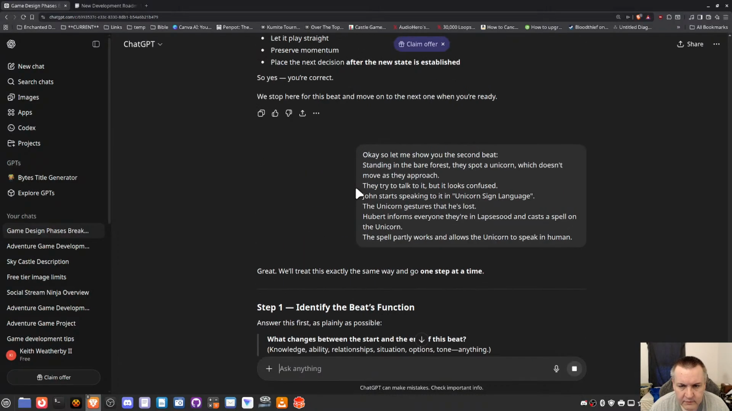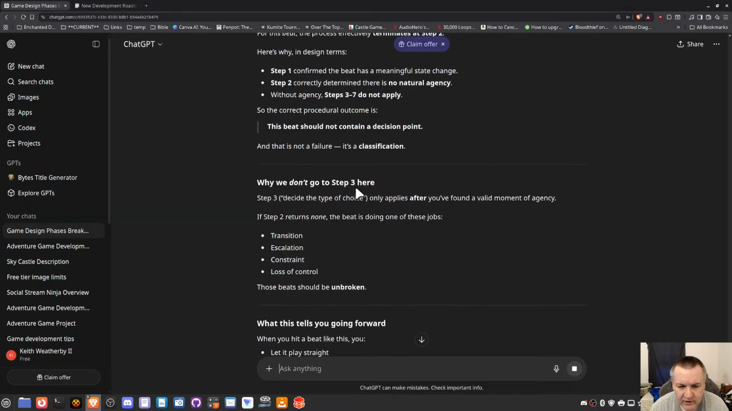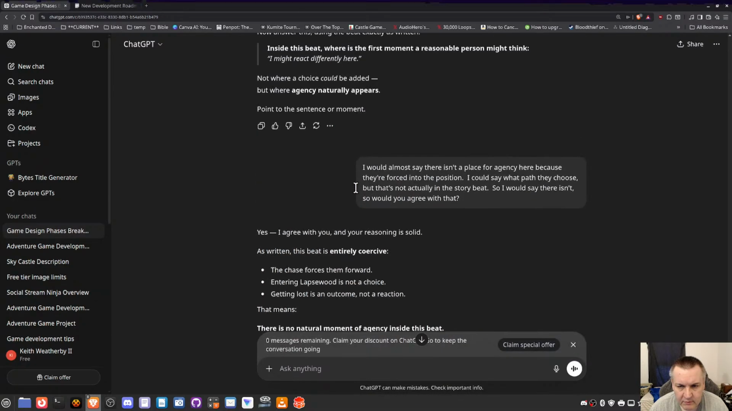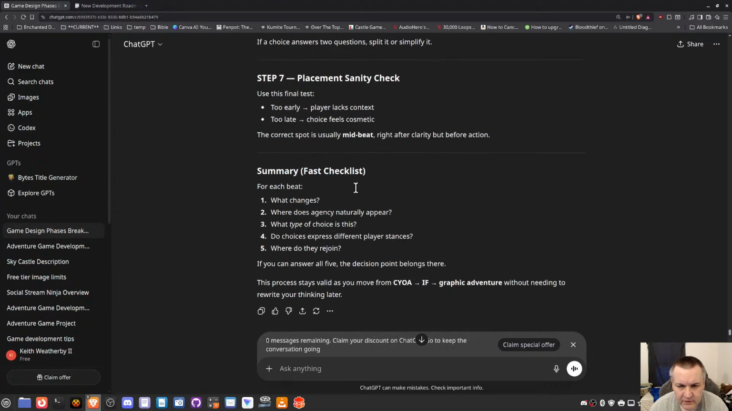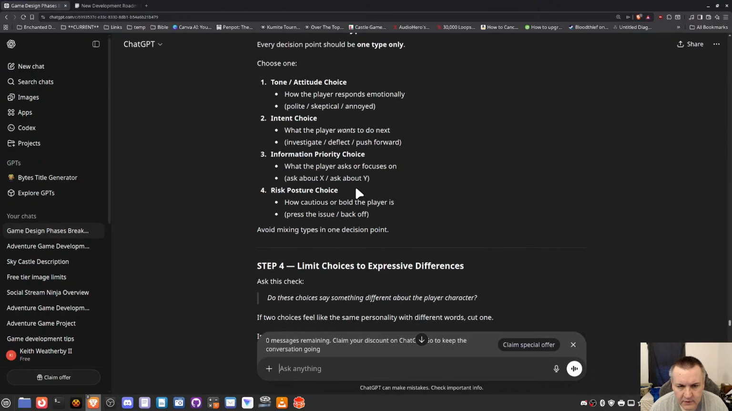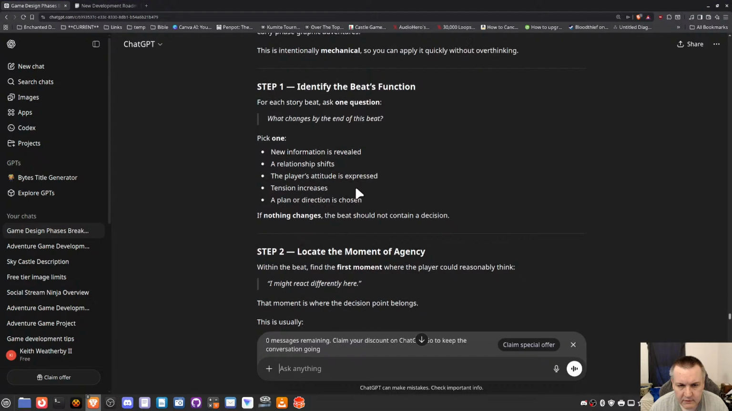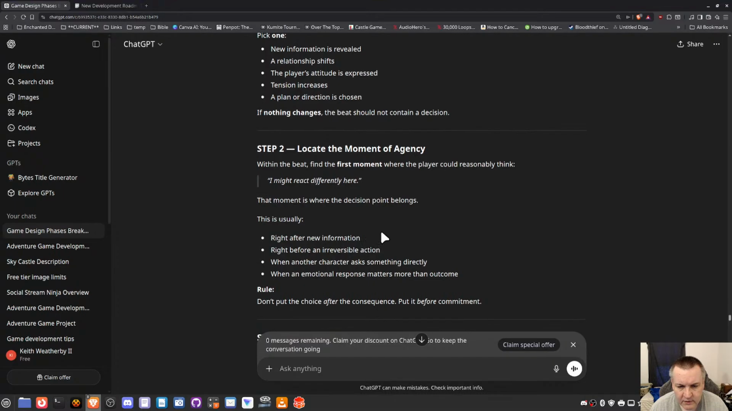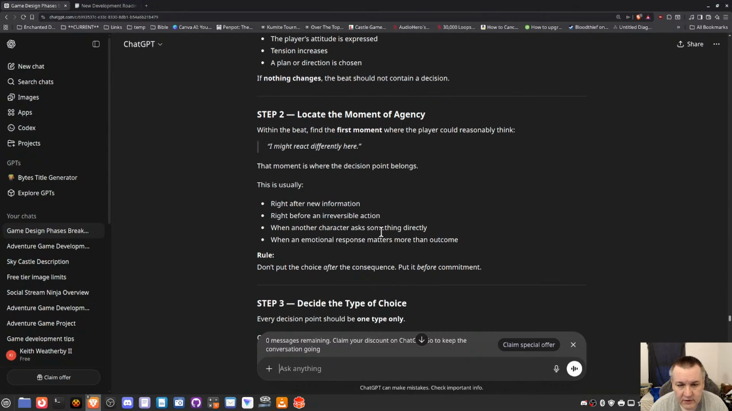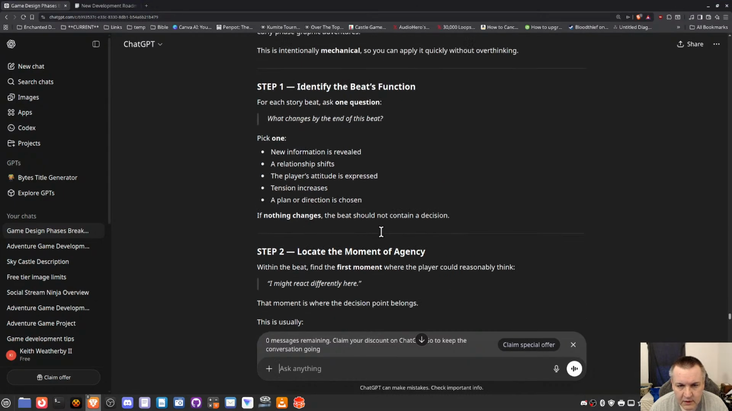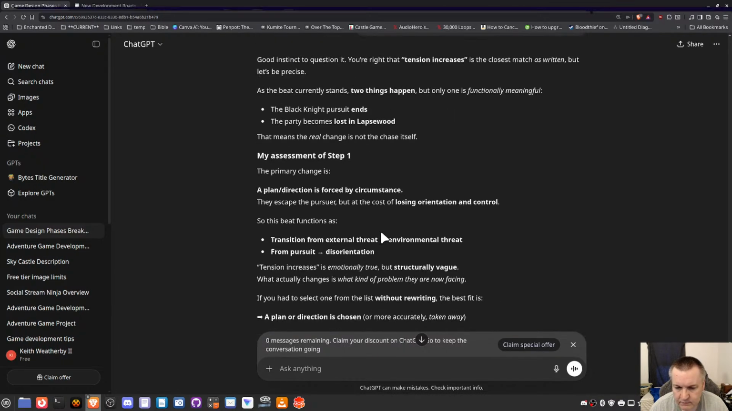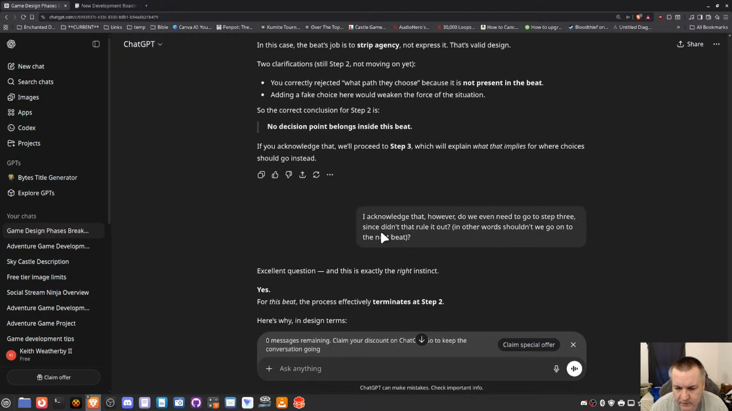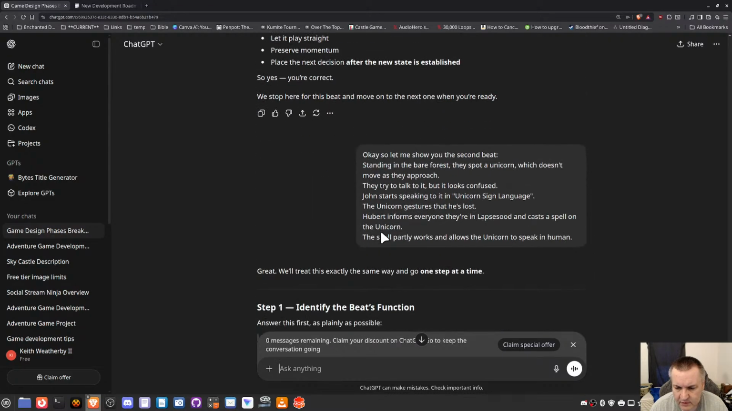Okay, so I don't know why it would say to skip step 3, because there's a change here. So let's go back up to the steps. Step 1, identify the beat function, which we did. Locate the moment of agency. Oh. What? Why did it say that? Okay, maybe it's got too long or something.